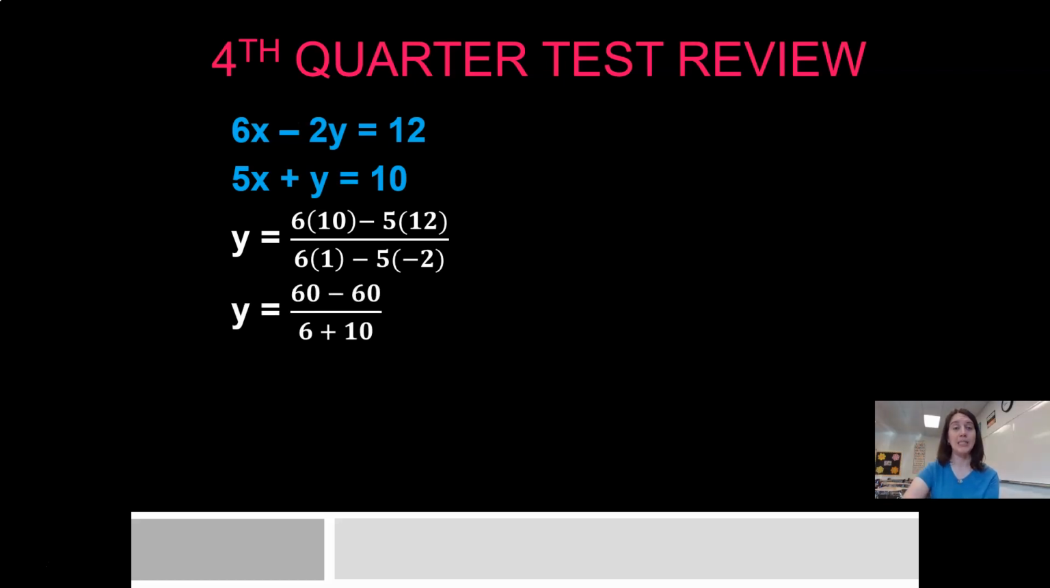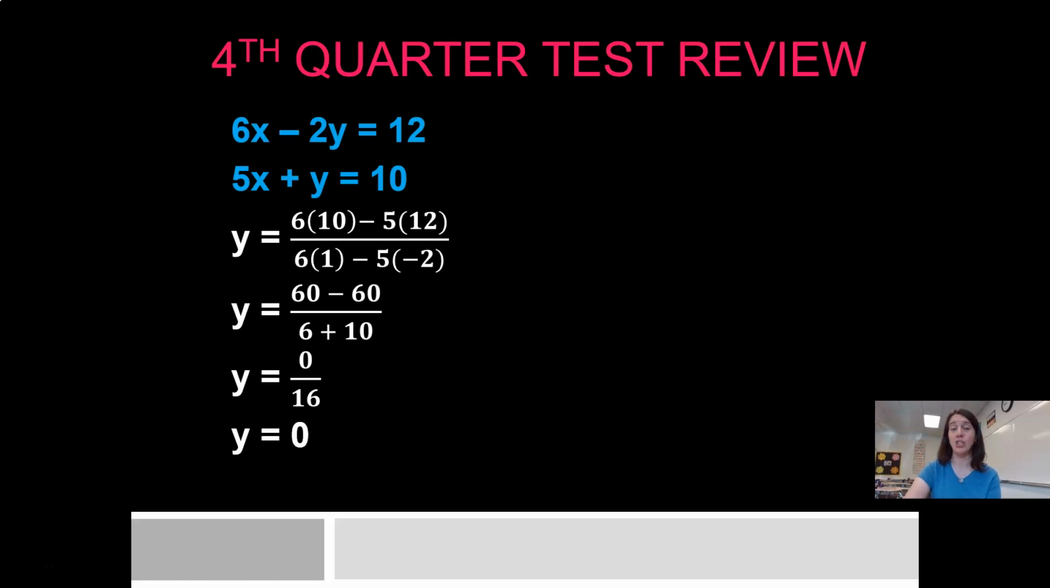6 times 10 was 60, and then 5 times 12 is 60, so 60 minus 60, and again, there's the same denominator, 6 plus 10. Continuing to add and subtract, 60 minus 60 is 0, and 6 plus 10 is 16. 0 divided by 16, or that's not undefined, 0 divided by 16 is 0, and there's my answer for y.